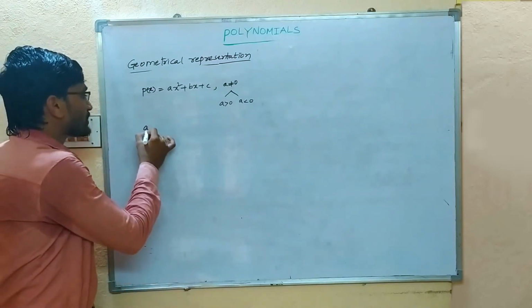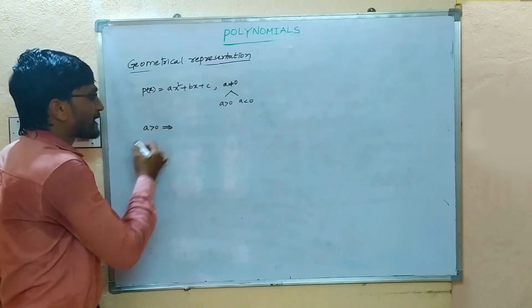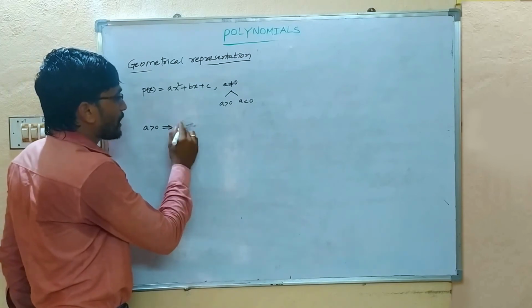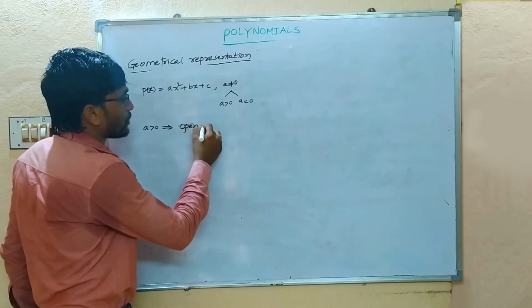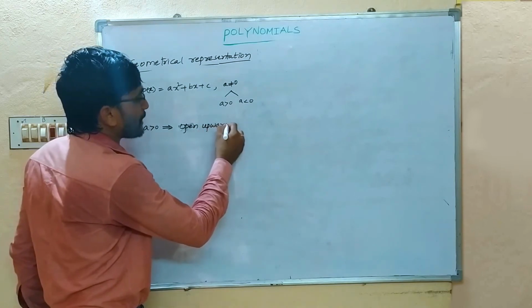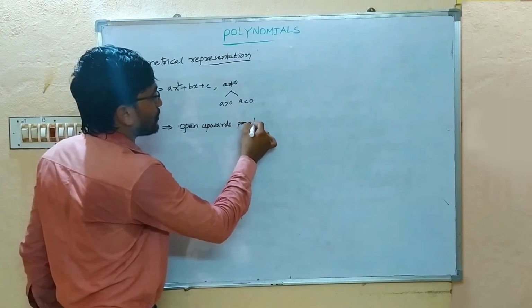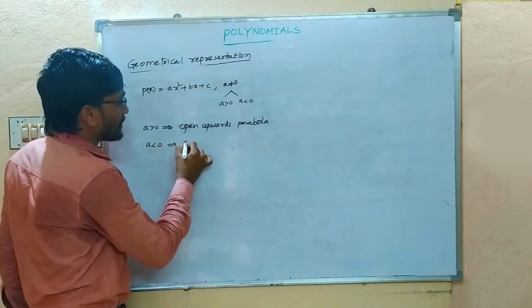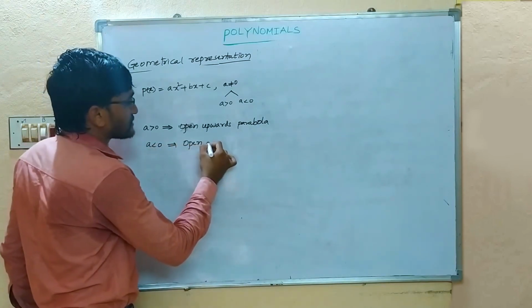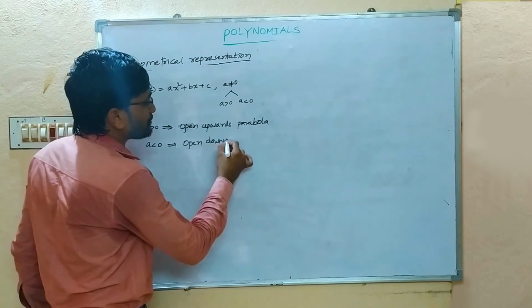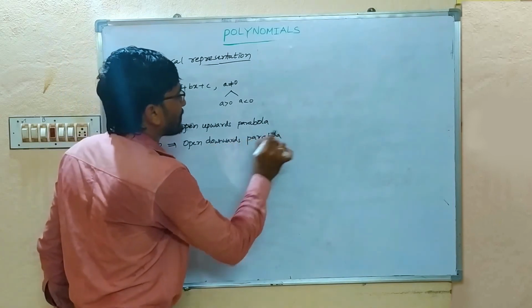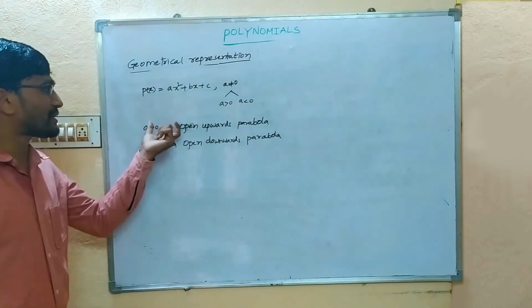First, in a quadratic polynomial, if a is greater than 0, then we get an open upwards parabola. If a is less than 0, then we get an open downwards parabola. So these are the two important points.